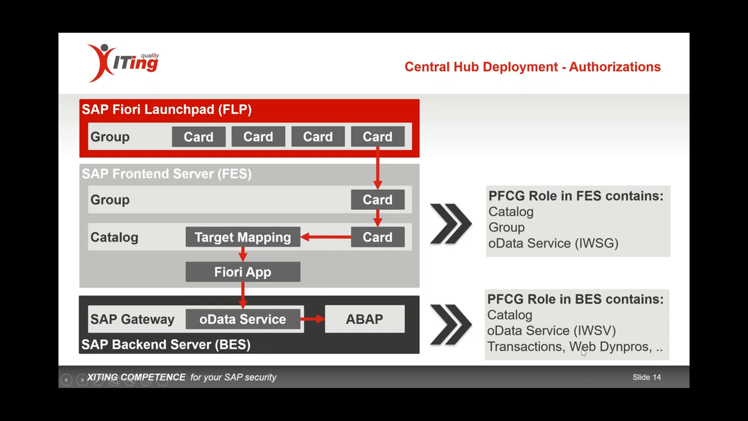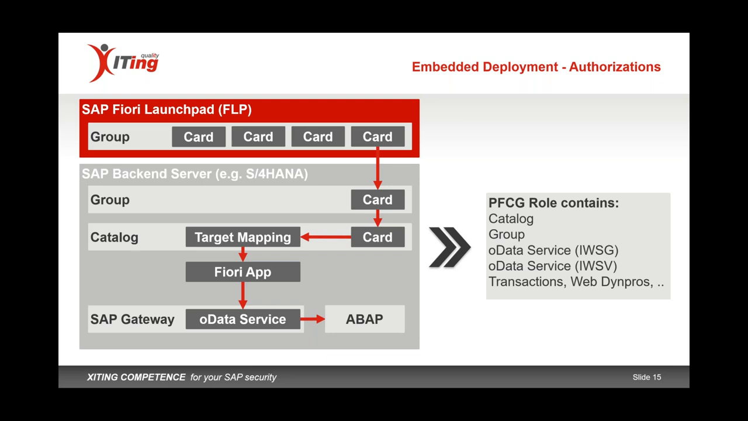That's important. If I have an embedded deployment, where I have the front end and the back end server on the same system, so it's not physically separated, then I can go with just one role where I authorize the front end and the back end authorizations in the same role. There are different design approaches. Some companies, even in an embedded deployment, say I build a specific role for front end authorizations and a specific role for back end authorizations. It doesn't matter. At the end of the day, the user needs both authorizations, the front end and the back end, so that the user can ultimately run an application in Fiori.